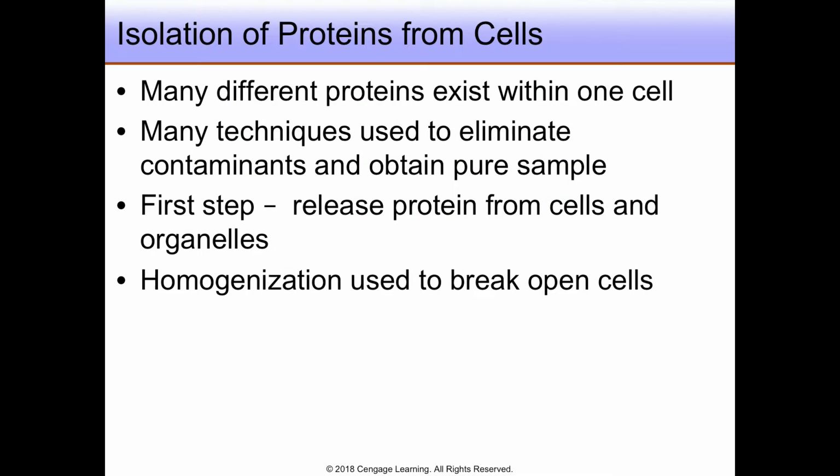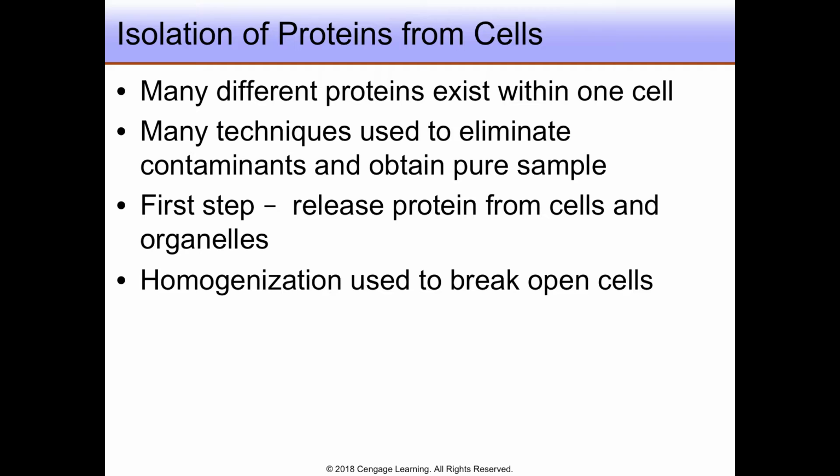Our first job is to isolate our target protein from the hundreds of proteins present in a single cell. This will mean eliminating many contaminants in order to obtain a pure sample. Of course, we must first rupture the cell in order to access the proteins within.